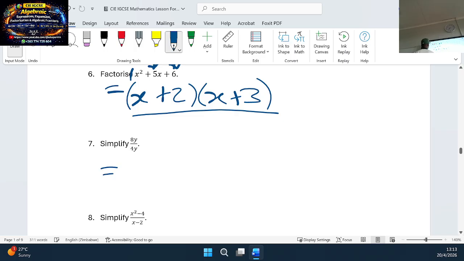Then number 7, we are simplifying. So when we simplify, what is common, it cancels. For instance, you can see y and y there. Numerator and denominator are the same, they cancel. Then we have 8 divided by 4, it will give us a 2.